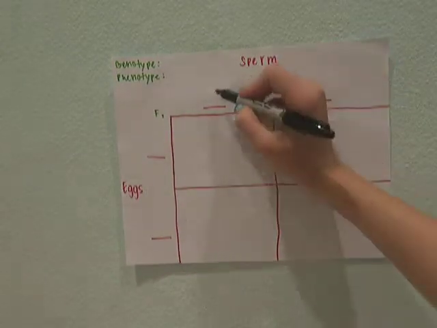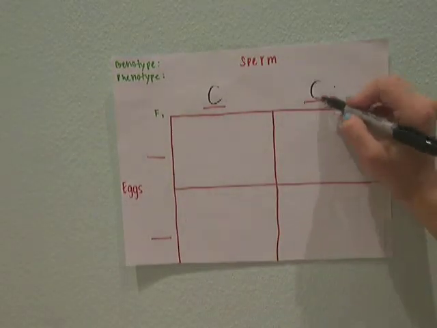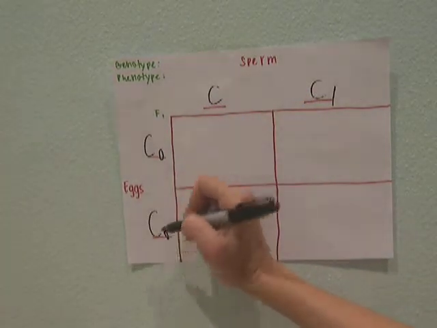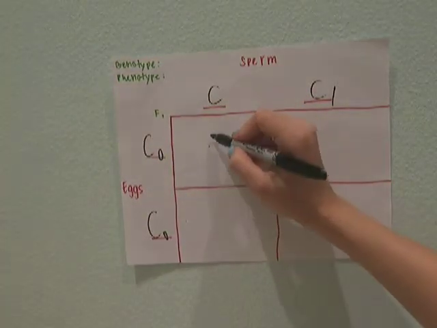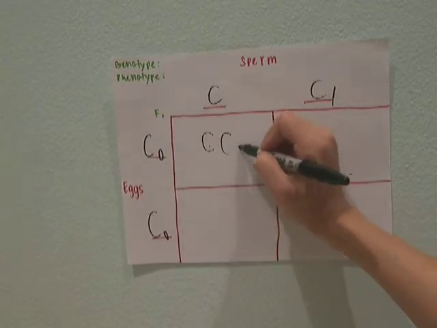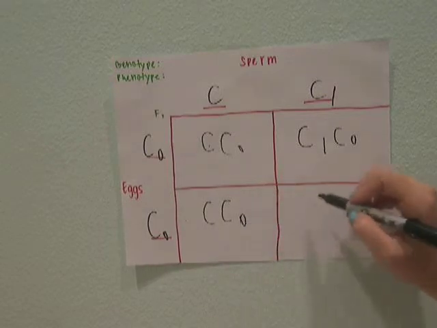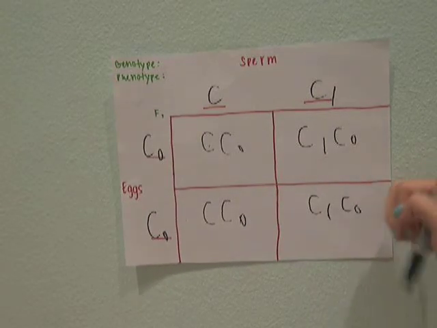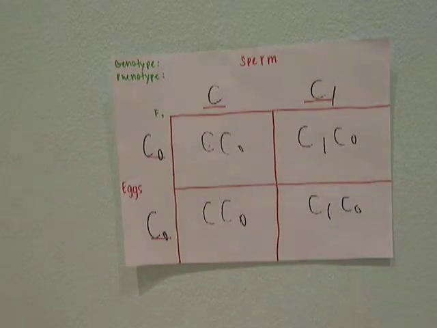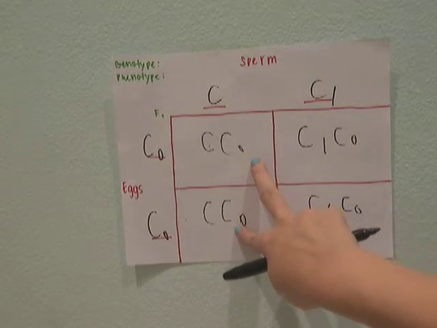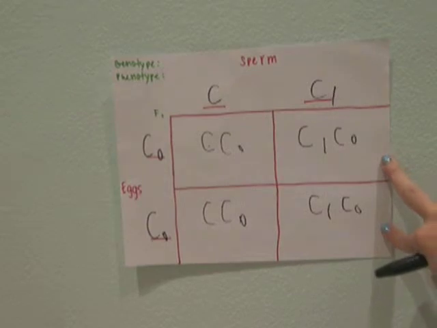The next mating pair is between C, C1 for the male, and C0, C0 for the female, which is albino. If you cross these, you get C, C0, C1, C0, C, C0, and C1, C0 for the genotypes. And for the phenotype, you have 2 with complete color and 2 that are Himalayan.